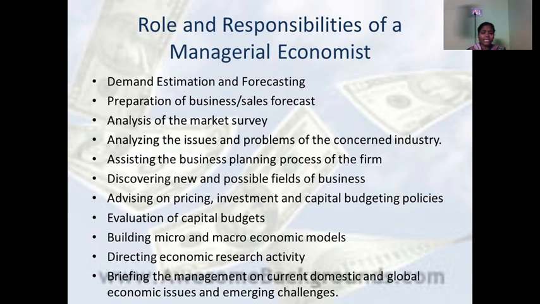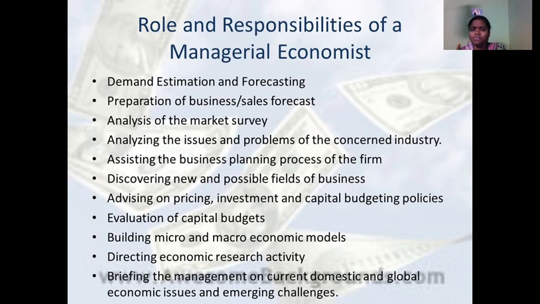Next one is directing economic research activity. Actually, we have to do analysis. That is, in the first point itself, we have to analyze the market. Directing economic research activity we have to do. The management must be briefed on current domestic and global economic issues and emerging challenges. The economist must know everything, then only the problem will be very easy to solve. Otherwise, it's going to be a lengthy process, because economists know all the situations, how to tackle them, and how to identify them. So this is the major role played by the economist.